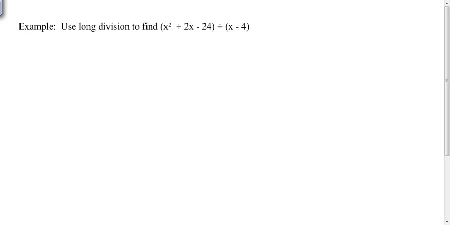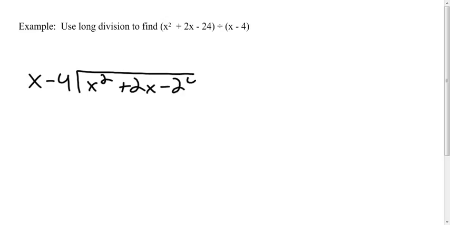Now when we want to use long division to divide again, we need to remember just to set it up correctly. We put our divisor on the outside with our dividend on the inside. And we're just looking at how our x goes into our x squared. That would be x times. x times x is x squared. x times negative 4, negative 4x. Now when we subtract it, this one becomes negative, this one becomes positive. 2x plus 4x becomes 6x. x squared minus x squared is just 0.